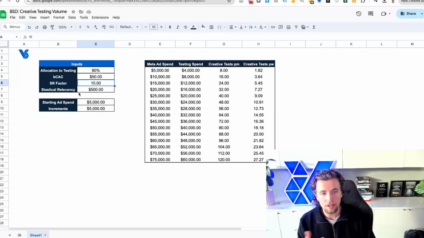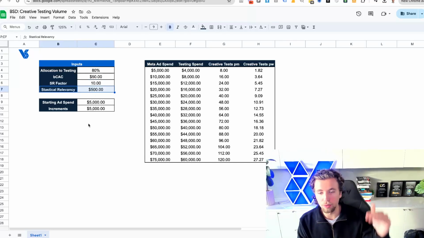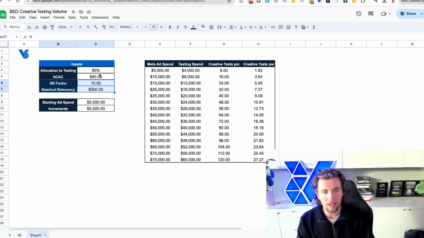Now, what this means is, what level of spend through that creative are we going to deem as statistically relevant to be able to decide whether that creative worked or not? And now, generally, at lower blended CACs, you can afford to have higher statistical relevancy because you can get a lot more conversion volume out of $500 in spend.